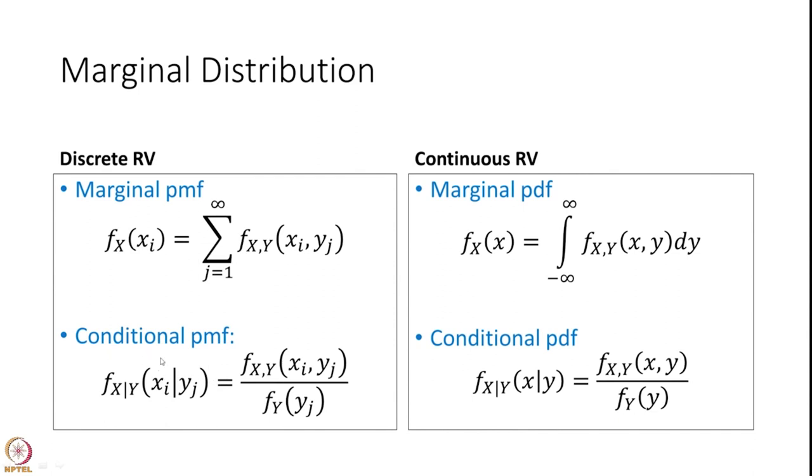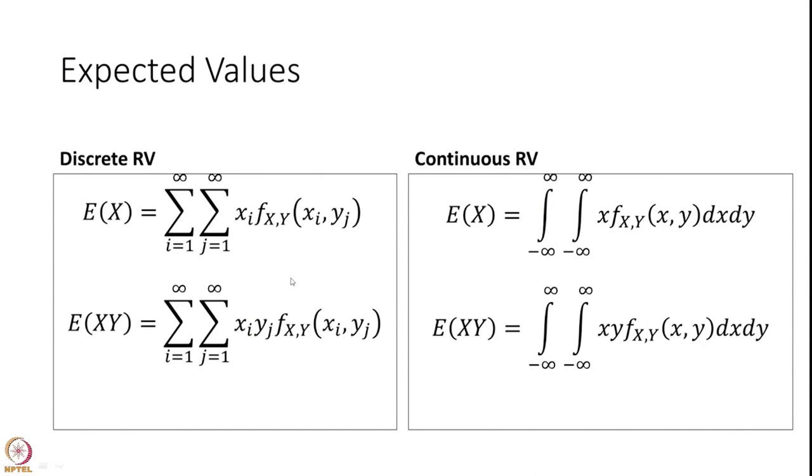Conditional PMF, just as we defined a conditional distribution function, is the joint probability mass function divided by the marginal on which you are conditioning. So, it is the marginal of random variable y. In both cases you can make out how you define it if it is continuous and how you define it if it is discrete. It is very similar in nature.